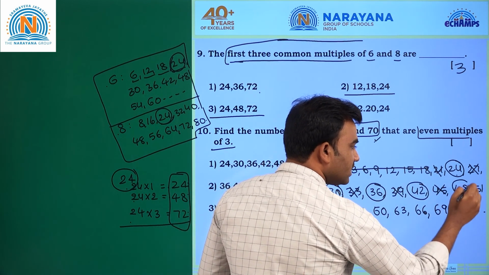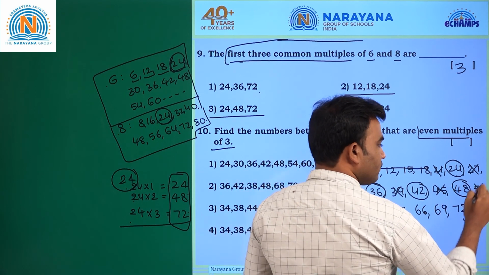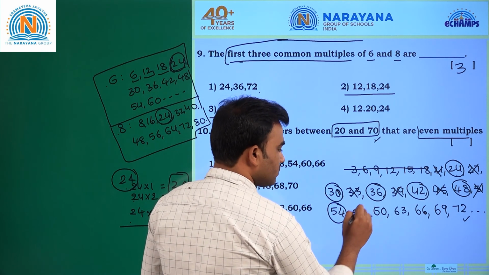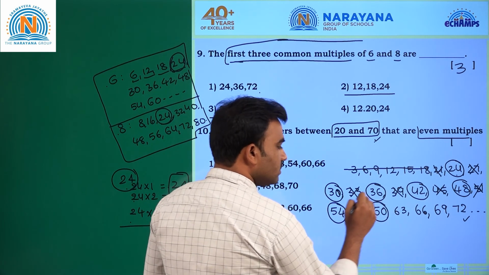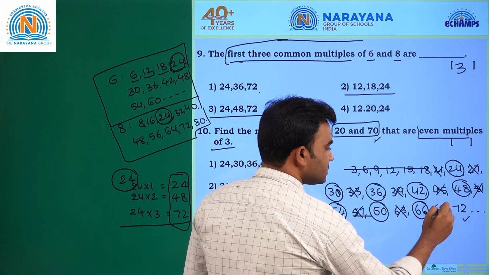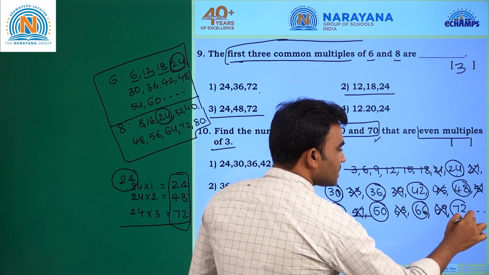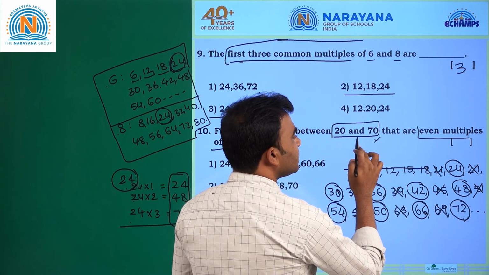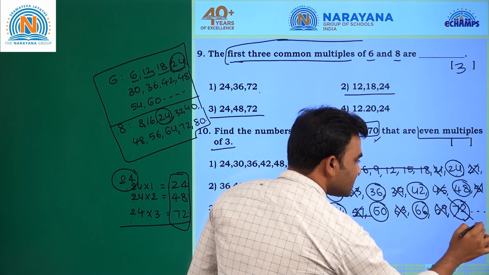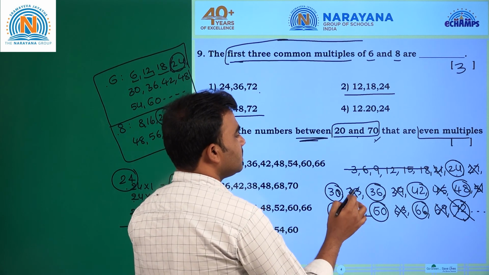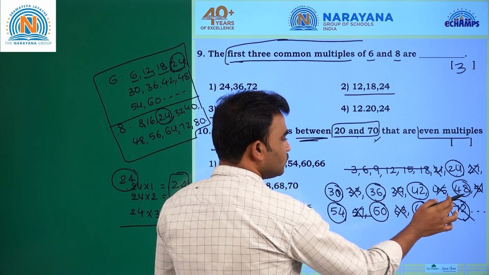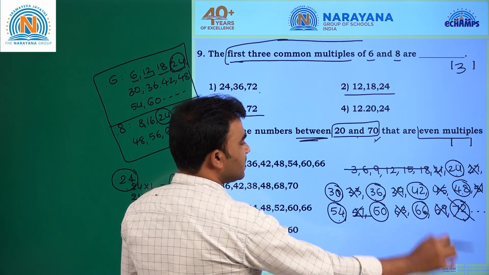39 cross, circle. 45 cross, 48 circle. 51 cross, circle. 54, 57 cross, circle. 60, 63 cross, circle. 66 cross and circle. But they are asking us to find the numbers in between, so this is also not necessary. Now what are the circled numbers? 24, 30, 36, 42, 48, 54, 60 and 66.